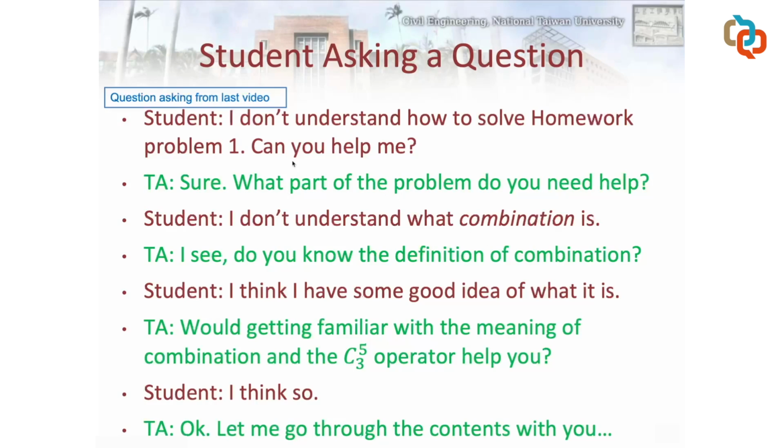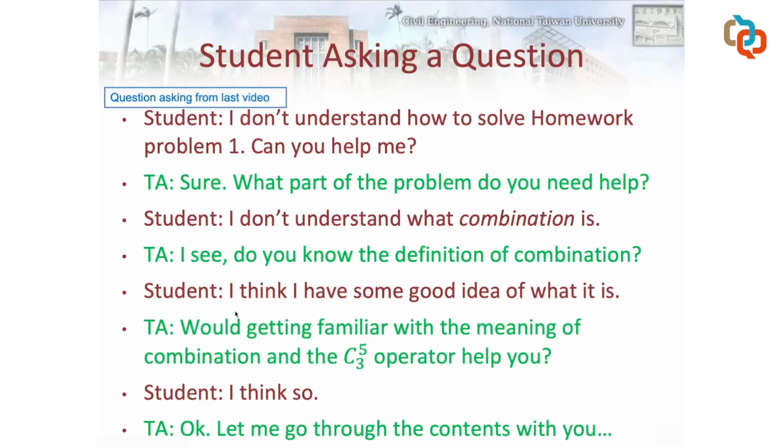If you read through these, this is actually from our previous unit. The student says, I don't understand how to solve homework problem 1. Can you help me? TA says, sure. What part of the problem do you need help? Student says, I don't understand what combination is. And then the TA said, I see. Do you know the definition of combination?